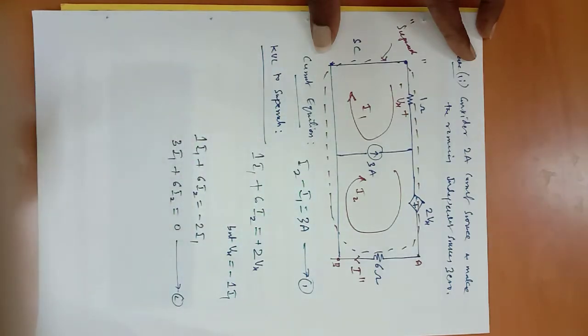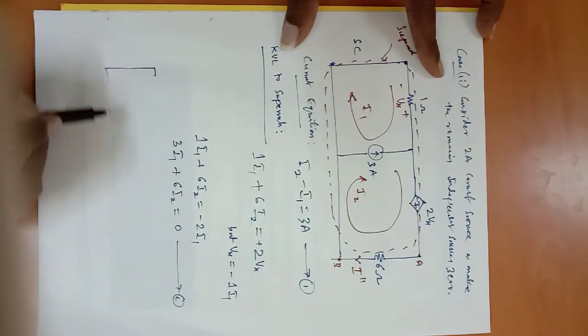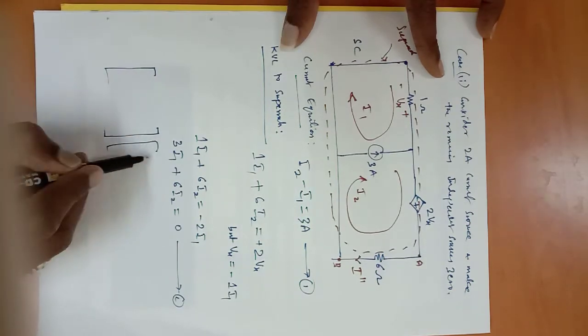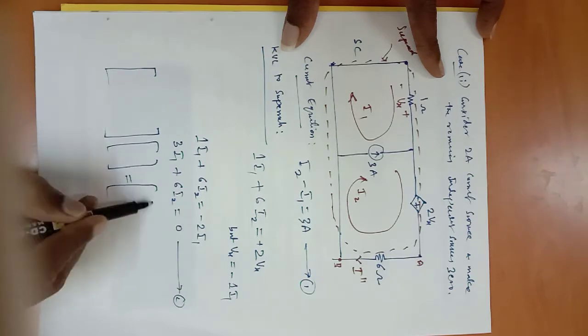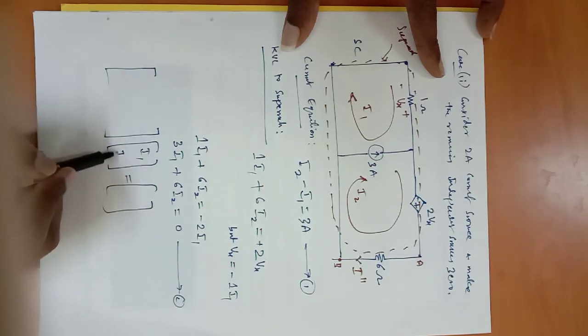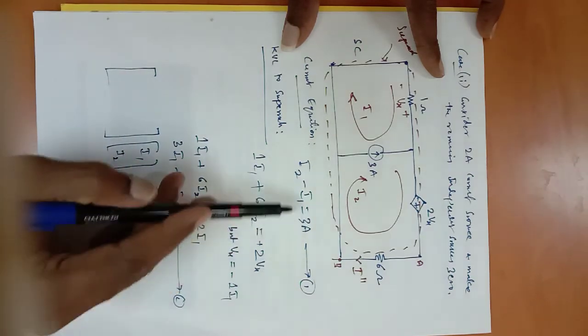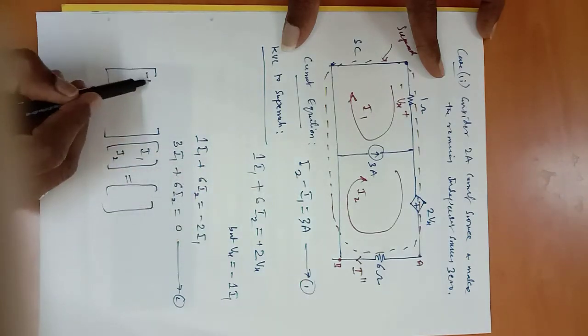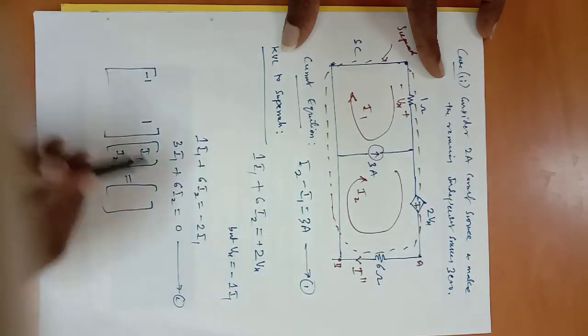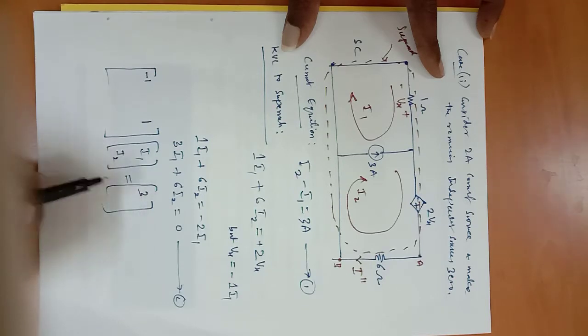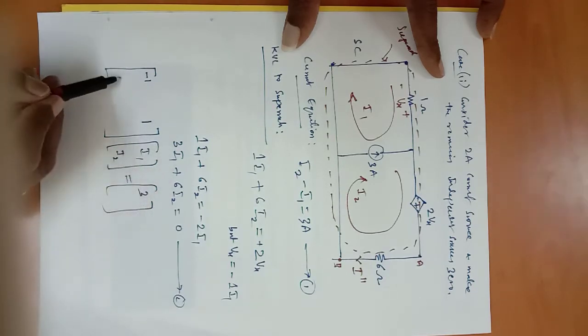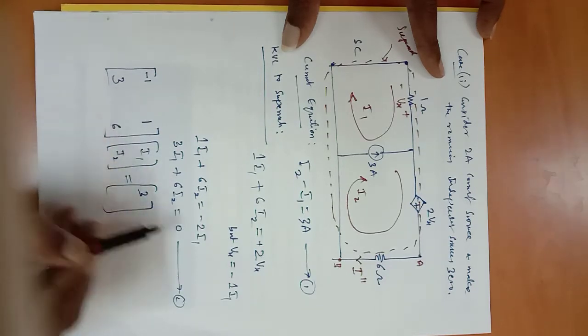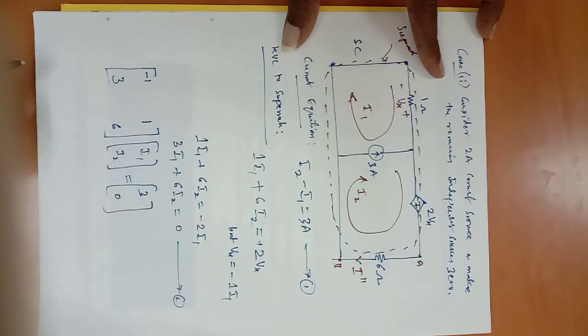So two unknowns, two equations. Put it in matrix form. Let us put equations 1 and 2 in matrix form. So I1, I2. First equation, coefficient of I1 is what? Minus 1. I2 is what? 1. Right hand side 3. Second equation, coefficient of I1 is 3, I2 is 6, right hand side 0.